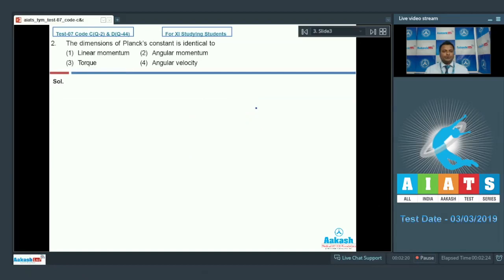Here is question number 2. The dimension of Planck's constant is identical to. So first of all, let us see what is the dimensional formula of Planck's constant. We know that the energy of any incident photon is given by E equals h into nu, where nu is the frequency. So we can say that the dimensional formula of h will be the dimensional formula of energy E divided by the dimensional formula of frequency nu, where h is the Planck's constant.